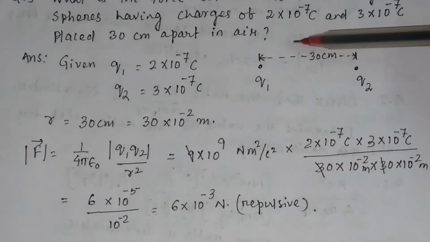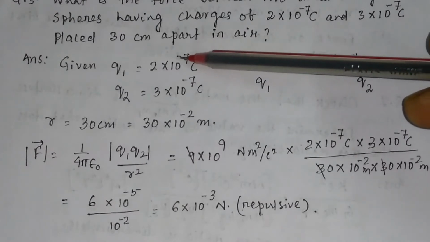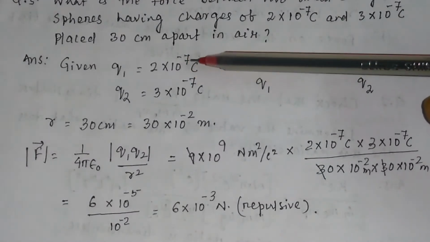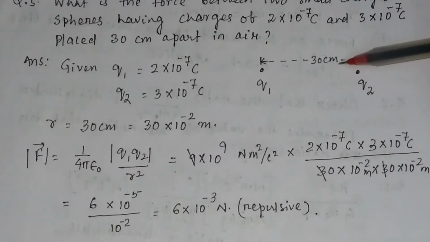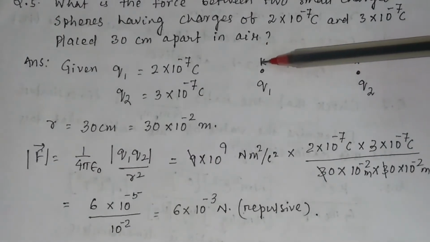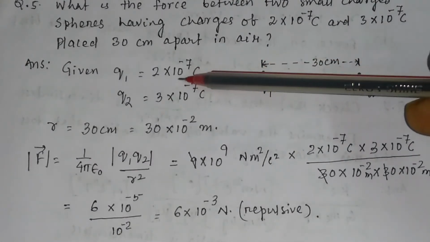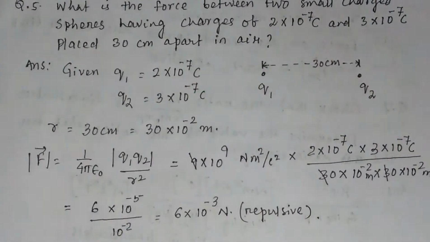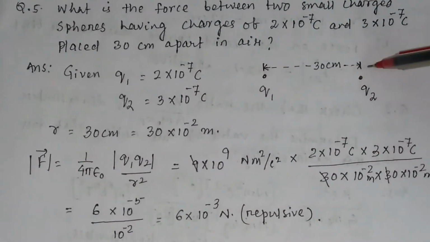Here you see that the charge is of the order of 10 to the minus 7 coulomb, and the separation is 30 centimeter. So now you can treat these charges as point charges, because the linear dimension of the charges is very small in comparison to their separation.